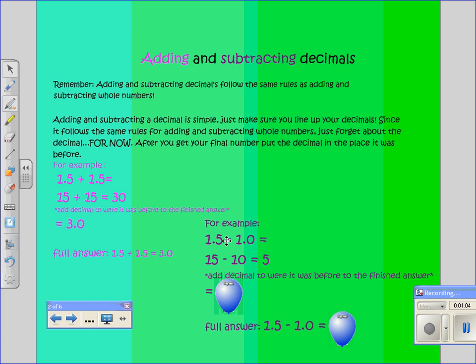For example, 1.5 minus 1.0 equals 15 minus 10 equals 5. But then you have to put the decimal back, and it equals 0.5. The full answer is 1.5 minus 1 equals 0.5.